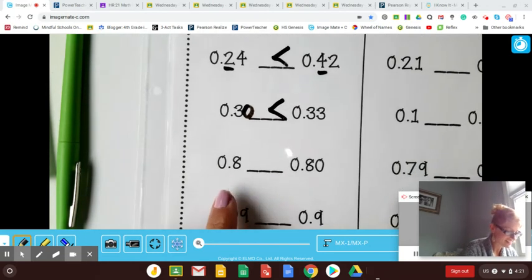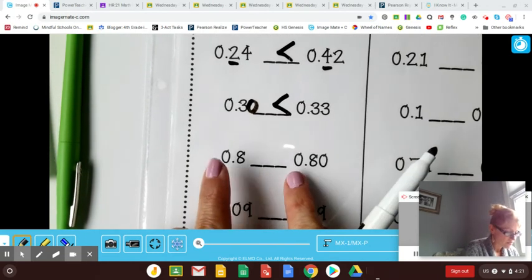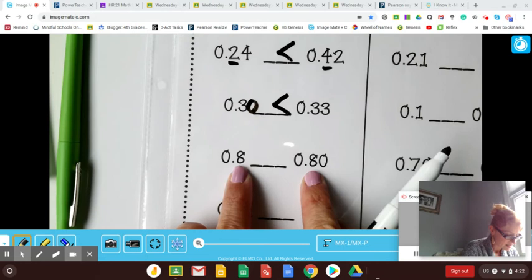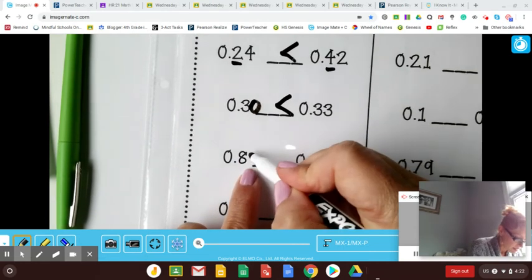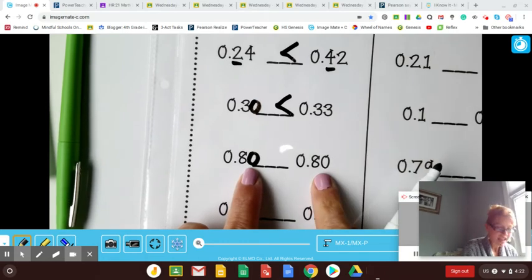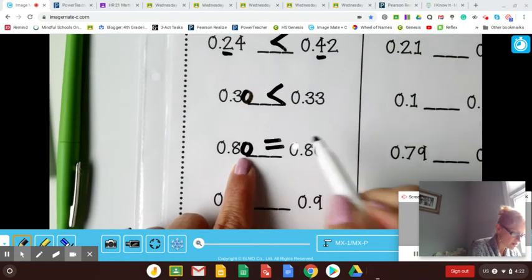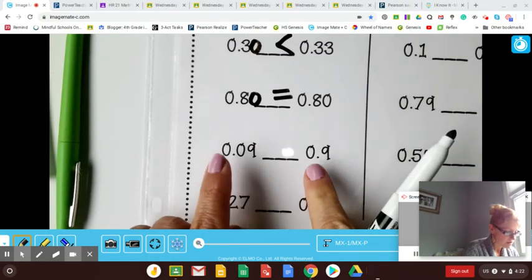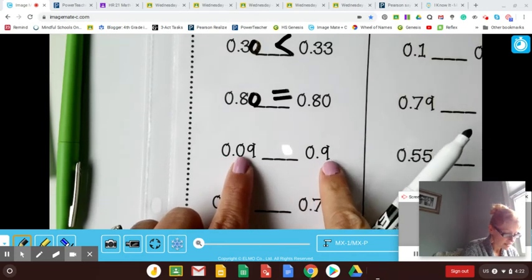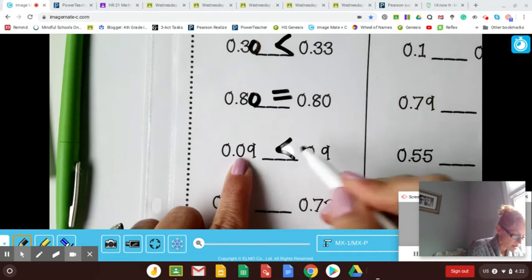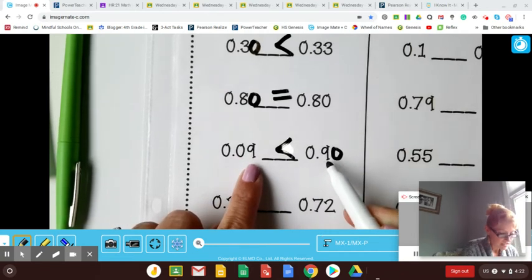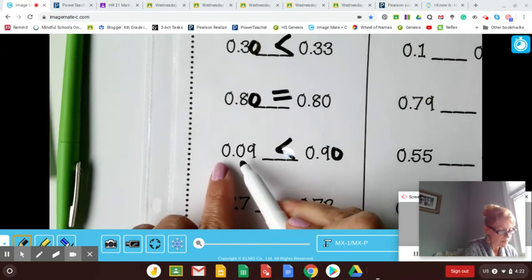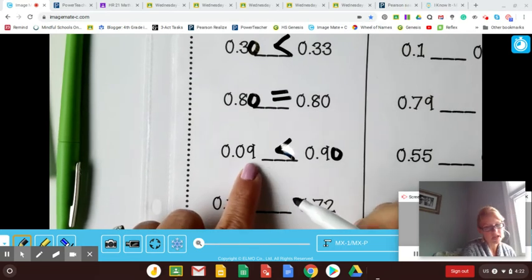All right, let's keep going. Here's another tricky one. We have a 0, we have an 8, and we have nothing and a 0. Since there's nothing there, I can put a 0 there. And now, what do we notice? These are equal. Let's go on. We have a 0 and a 9. A 9 is greater than 0, so 9 tenths. I can kind of go like that, right? 90 hundredths would be much greater than just 9 hundredths.